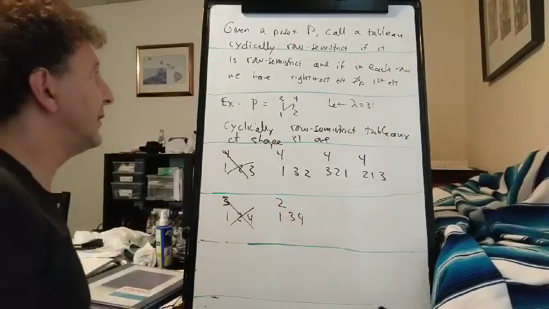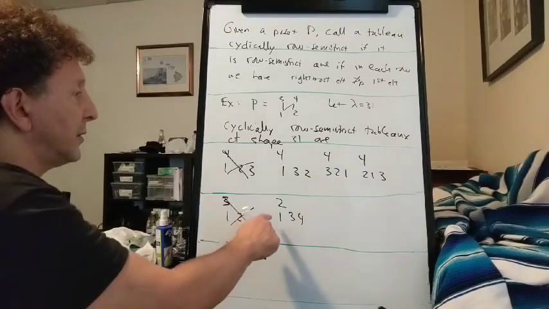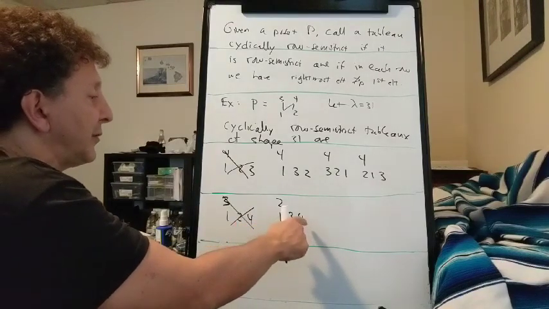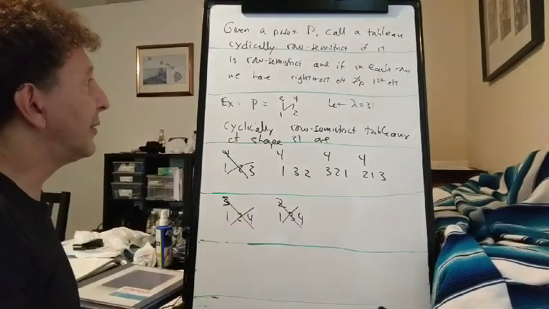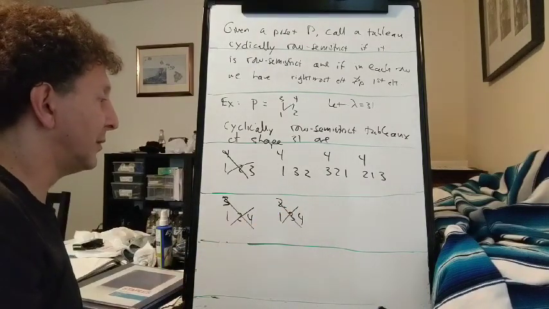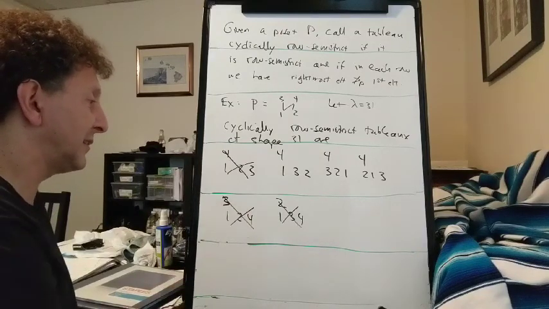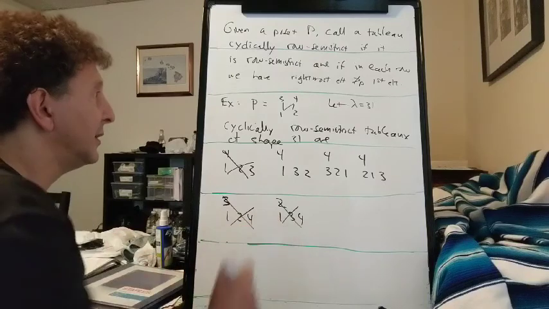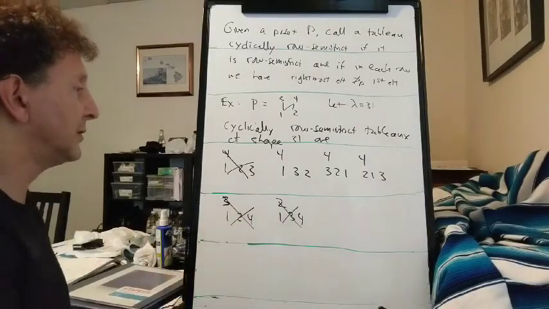If we have 2 in the second row, then the other elements are 1, 3, 4. And here 4 is greater than 1, so that also doesn't work. Unfortunately, 3 is greater than 1. So whatever comes before 1 cyclically is going to cause a descent. So we can't have any cyclically row-semistrict tableau that have just 2 in the second row.